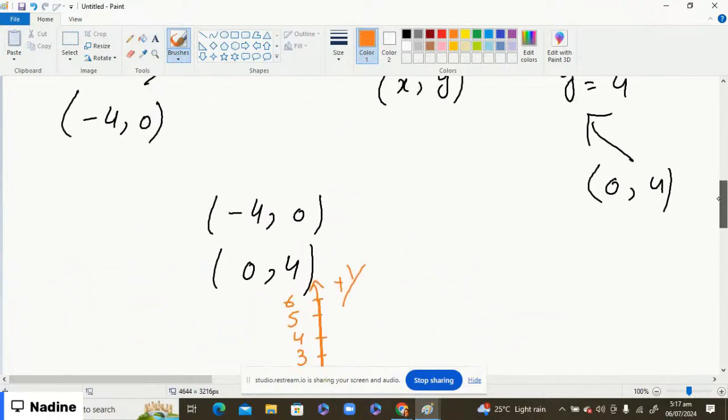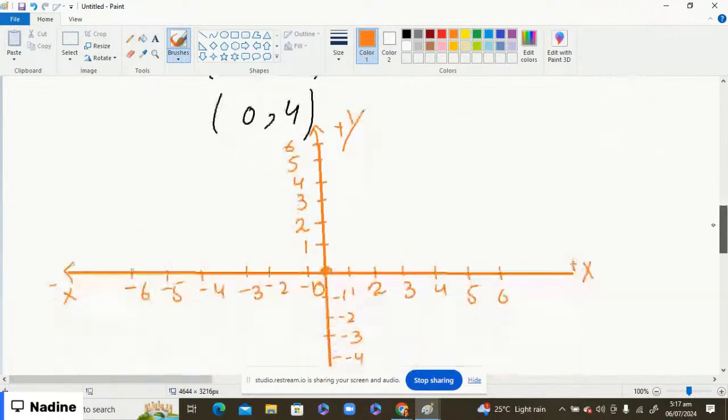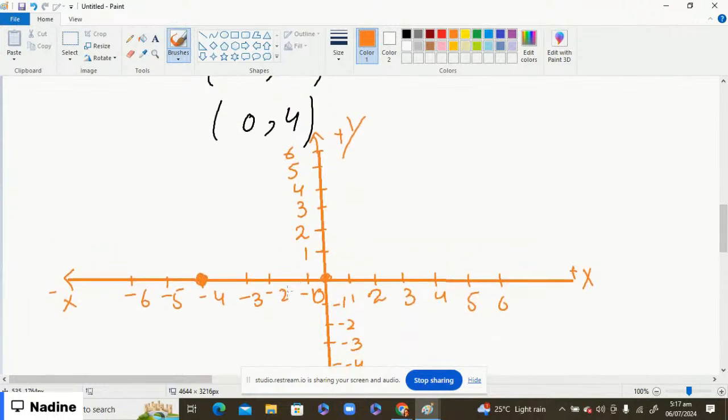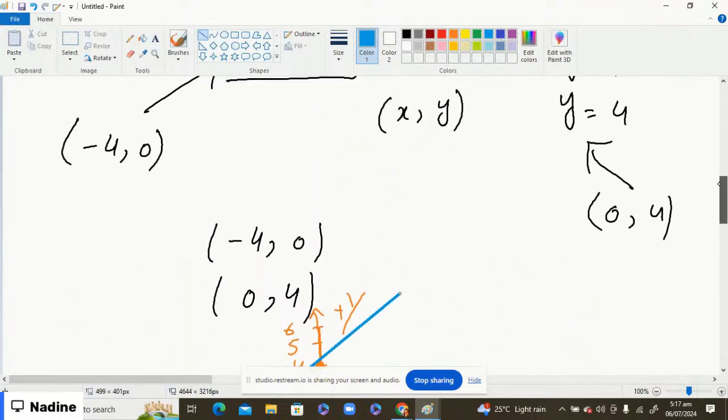What is your first point? That is minus 4 and 0. What does it mean? x is minus 4 and y is 0. The other point is 0 and 4. 0 is x and y is 4. It's here. One line is like this way. My graph is not too good. So, like this. Okay.